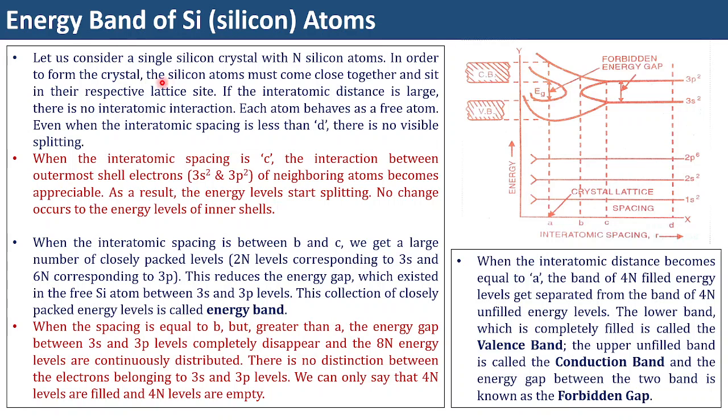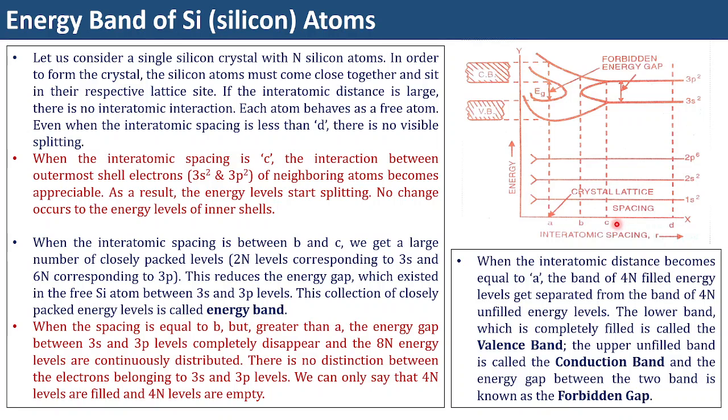Now in order to form the crystal, the silicon atoms must come close together and sit in their respective lattice sites. If the interatomic distance is large, there is no interatomic interaction. For example, one silicon atom is sitting over here, another silicon atom is sitting over here. The distance is very large and hence there is no interaction at all. But once they come close together, there will be interaction. So refer to this diagram. When the silicon atoms are at level D, that means the interatomic spacing is quite high, then there is no interaction. So you have got individual energy levels.